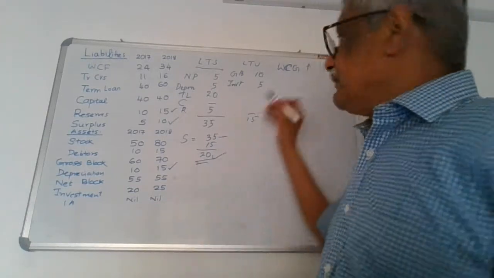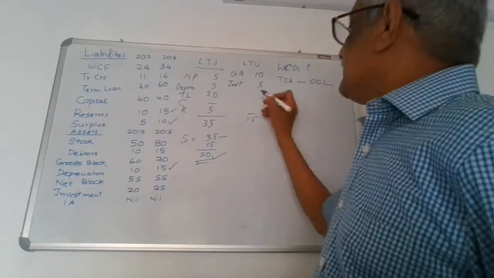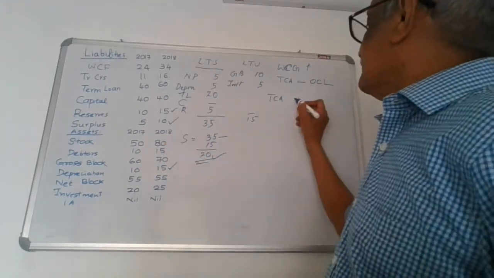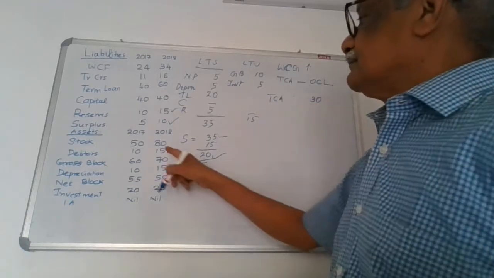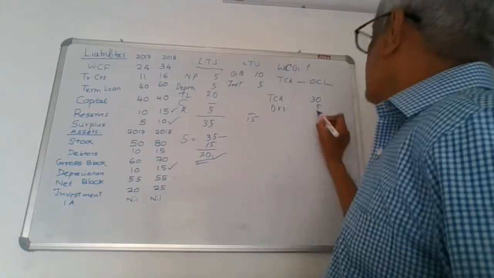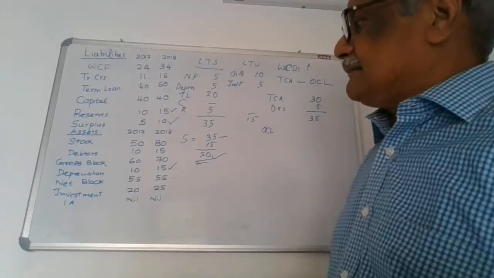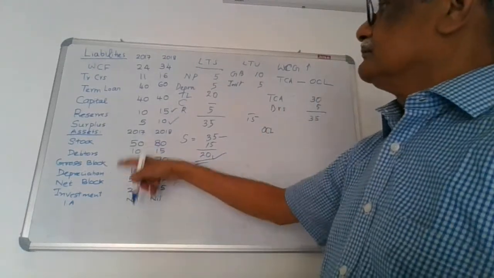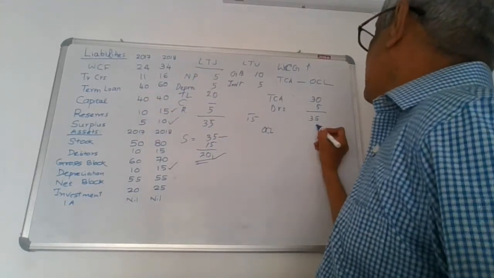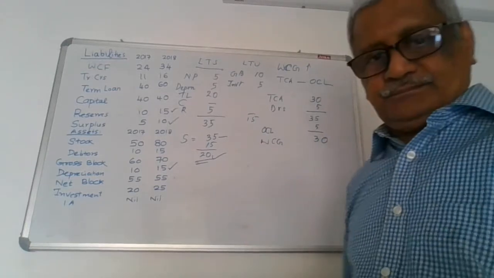between 2 years. We know working capital gap is equal to TCA minus OCL. Now between 2 years, take the TCA. Stock increased by 30. Debtors increased by 5. There are only two things. So my current asset increased by 35. What is the change in other current liabilities? My other current liability, trade creditors, increased by 5. So my increase in working capital gap was 30.